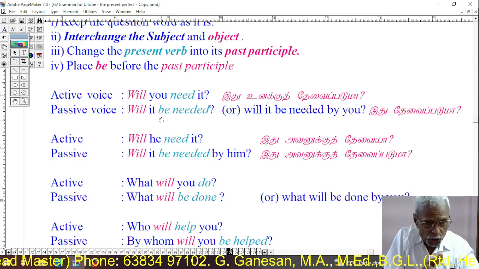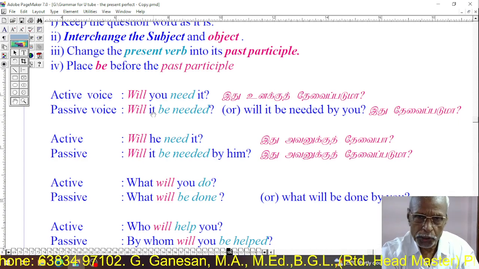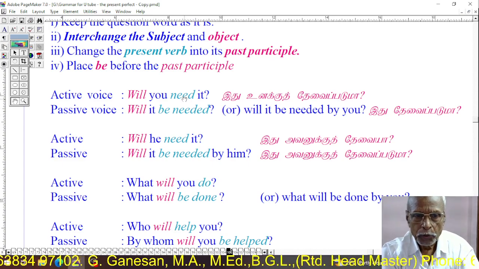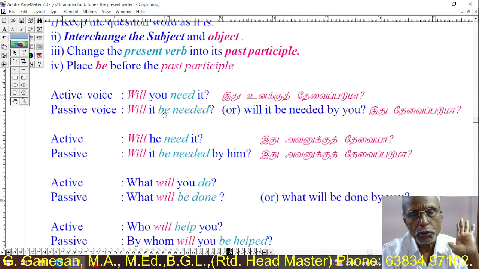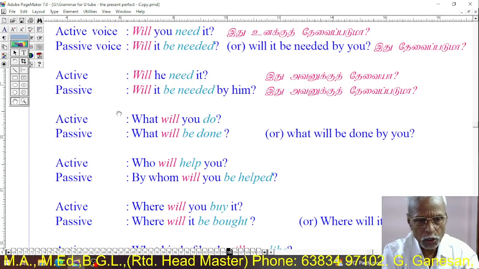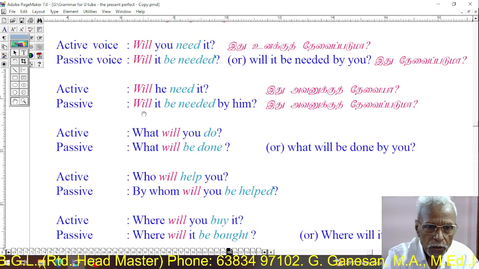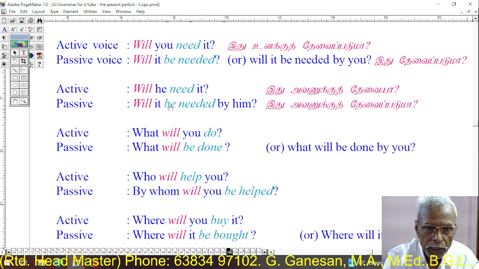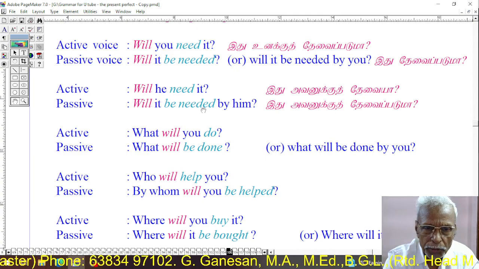The will or shall should be kept as it is, depending upon the subject of the passive sentence. Then the present tense should be converted into past tense. Then be should be placed before it. In the same way all the sentences have been converted. Will he need it? Will it be needed by him?